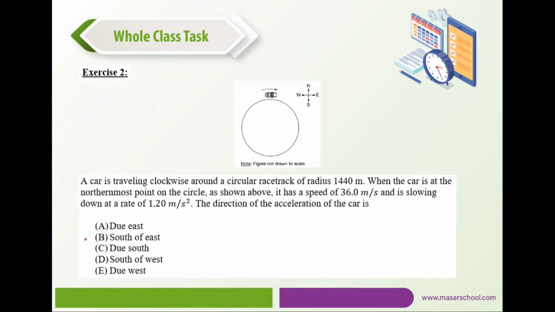Exercise 2: a car is traveling clockwise around a circular track of radius 1440. When the car is at the northernmost point on the circle as shown above, it has a speed of 36 meters per second and it's slowing down. What is the direction of the acceleration of the car? They didn't mention whether we're talking about the centripetal or the tangential, so for sure it's the total acceleration.